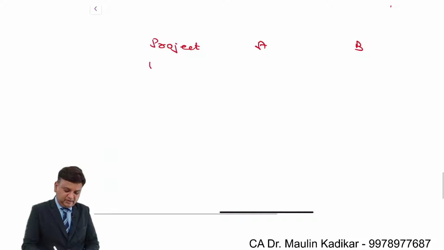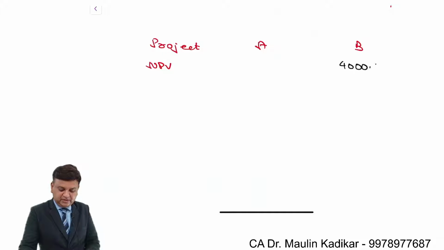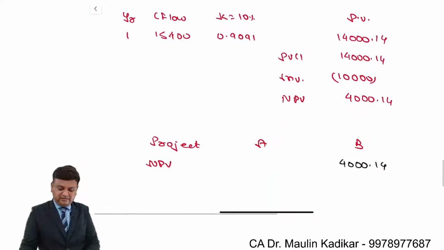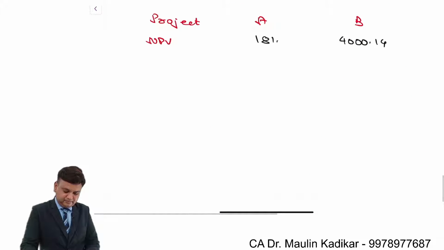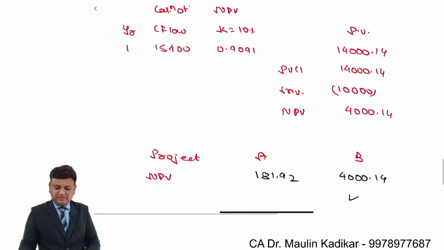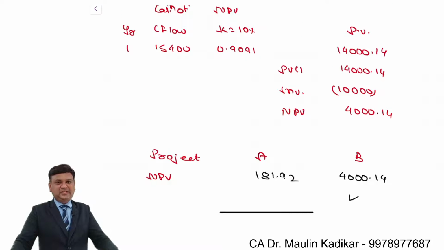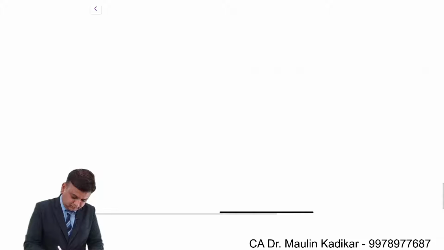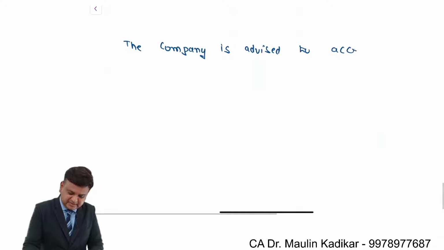This is the way the NPV is found, and then finally we have to take a decision. Project A and project B, NPV for both of them is positive. However, if we have to select one of them, then the project which has higher positive NPV would be selected. So project B, which has higher positive NPV, will be selected. So the right answer: the company is advised to accept project B.